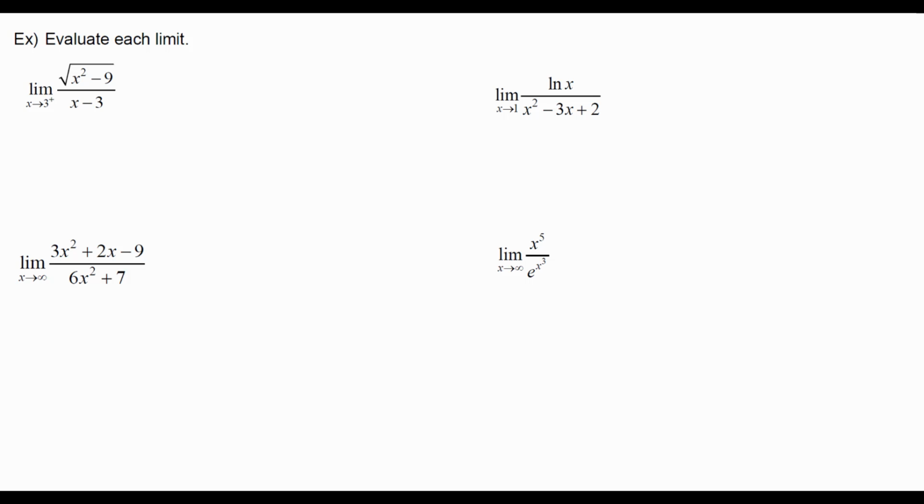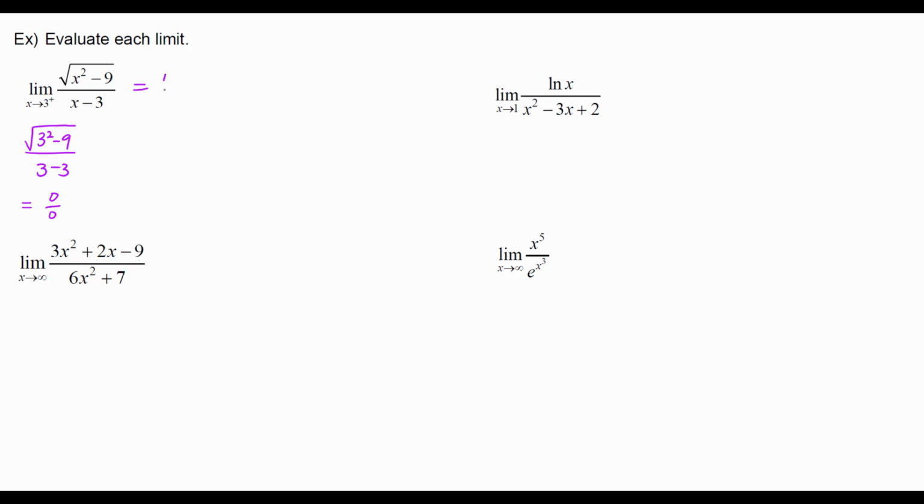Evaluate each limit. So what happens when you plug 3 in there? You can see that I'm going to get square root of 3 squared minus 9 over 3 minus 3, which is 0 over 0. So you get to use L'Hopital's rule.